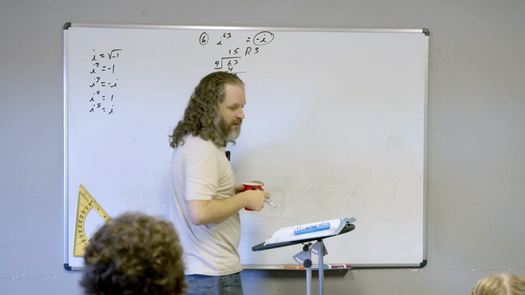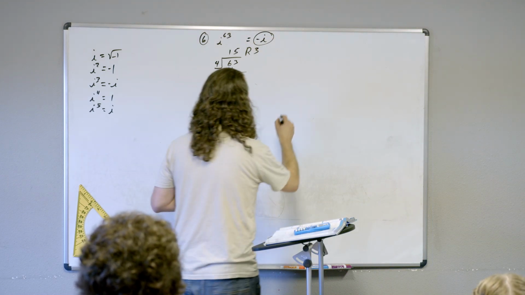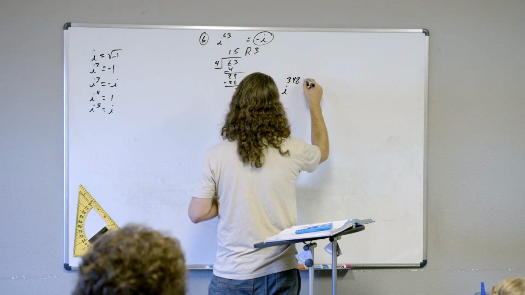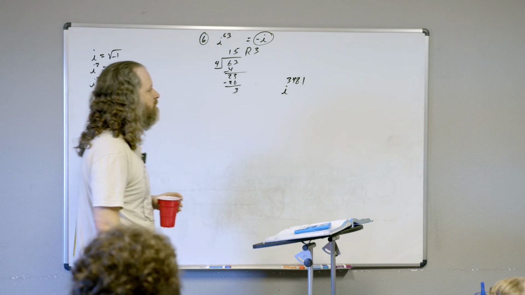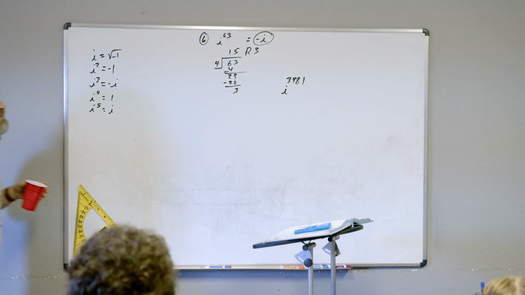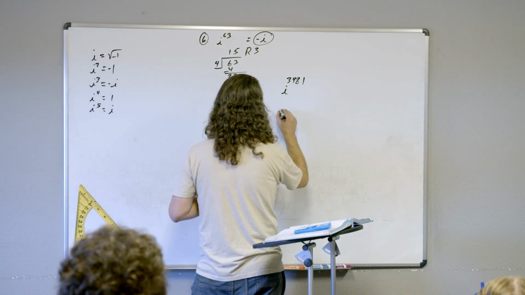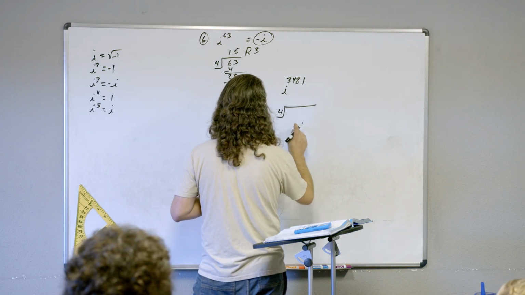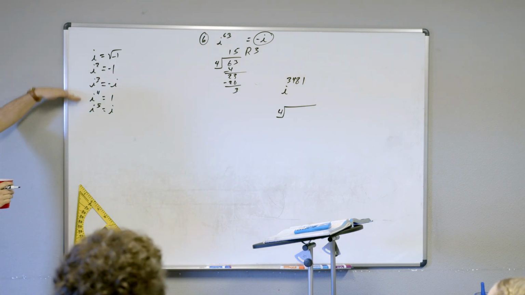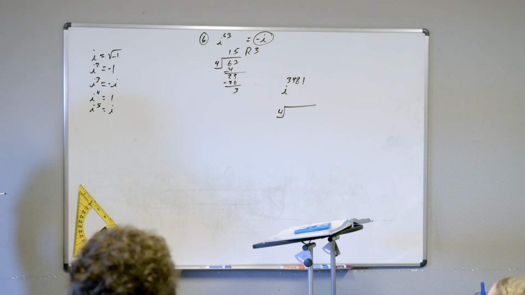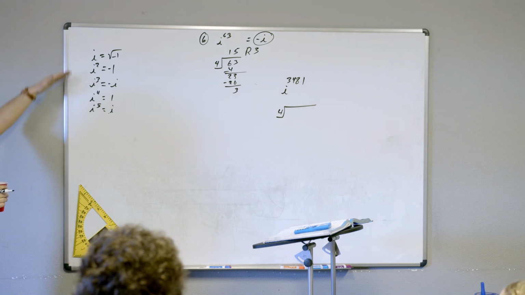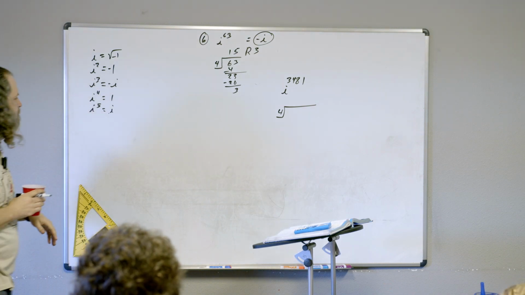Let's do another one of these to practice. Let's make up something random. Let's do i to the 3,481. How do we do it? Long division. 3,481 divided by 4. Why do we always divide by 4? Because that's when the pattern repeats. There are four possibilities. This is the same as this. I was just reminding us that it starts over there.